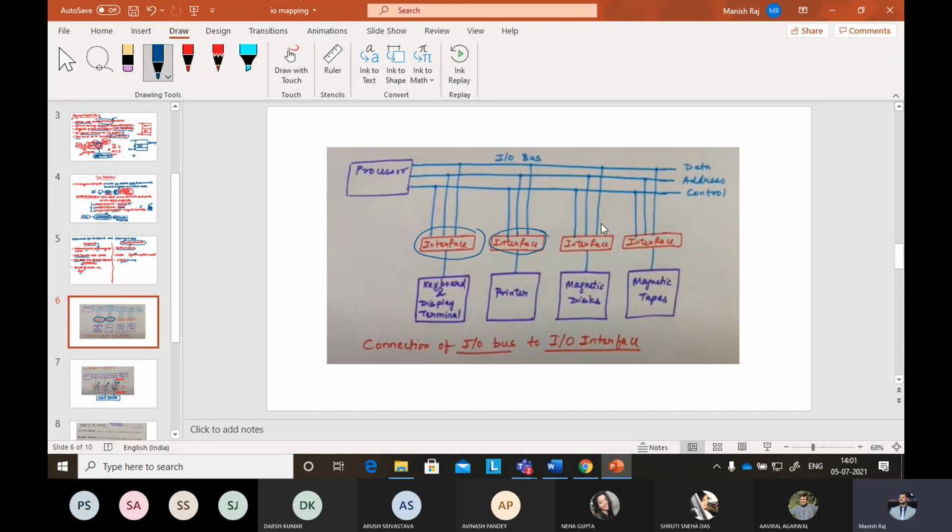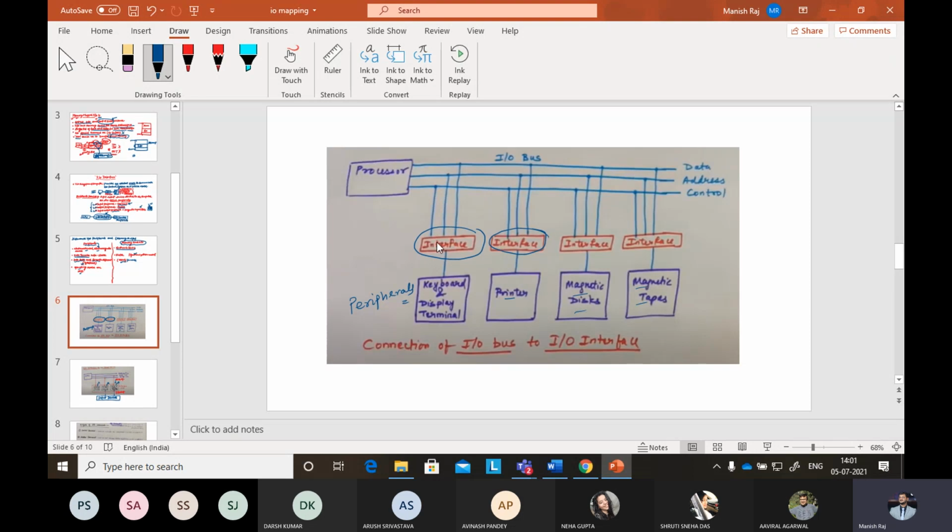This is the diagram you can use to understand. I am writing some devices here. These are the peripherals: keyboard, display device, printer, magnetic disc, and magnetic tape. And this is the processor. The data bus is here, the control bus is here, and the address bus is here.